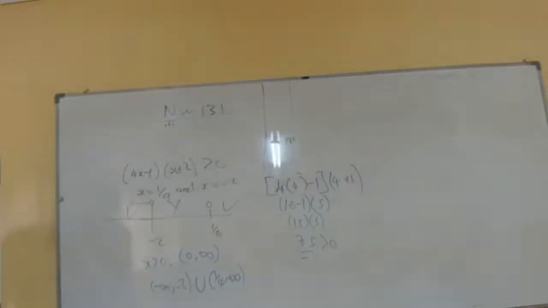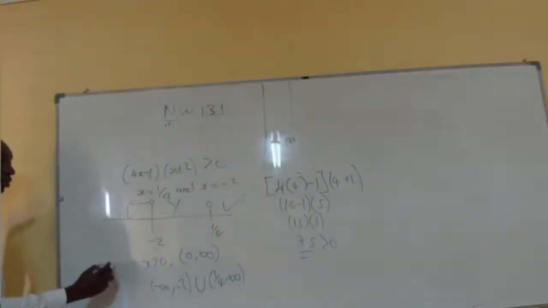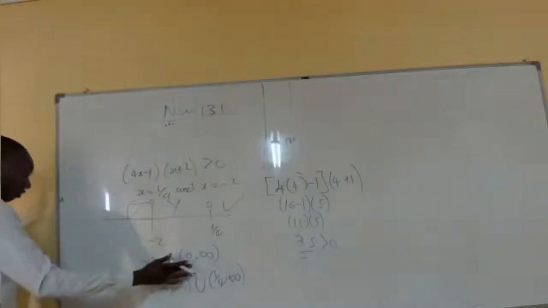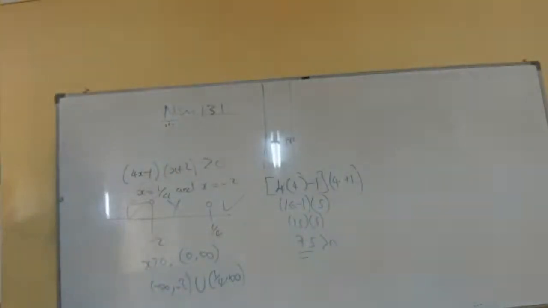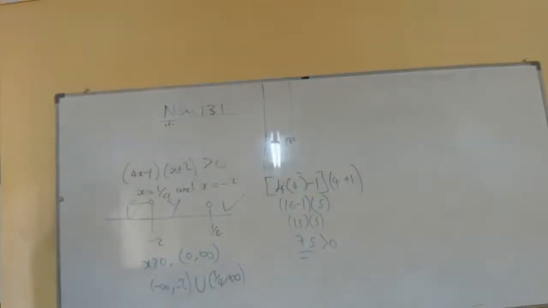Now, if you look at the solution which we have, you actually notice that the answer for the x is therefore in this range. Okay, so x is a member of 0 to infinity, and x is also a member of negative infinity to negative 2, union 1/4 to positive infinity. So that is your answer for that question. Okay, so that's how you basically deal with questions like that.